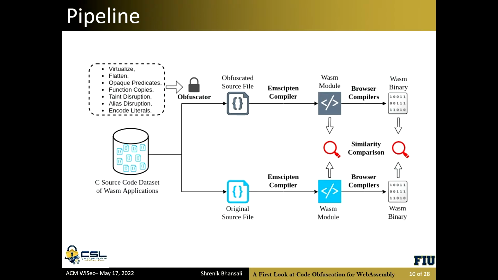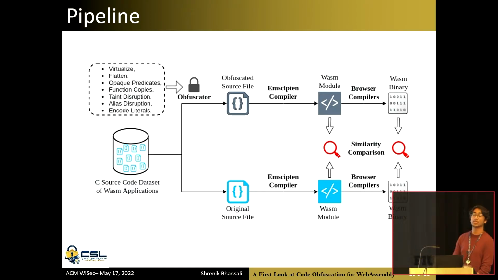We did this by using a data set consisting of C source code Wasm applications. These are applications that are written specifically for WebAssembly, but the source language is C. And then we split the data set into two parts. The original unobfuscated programs in the data set are compiled as they normally would.